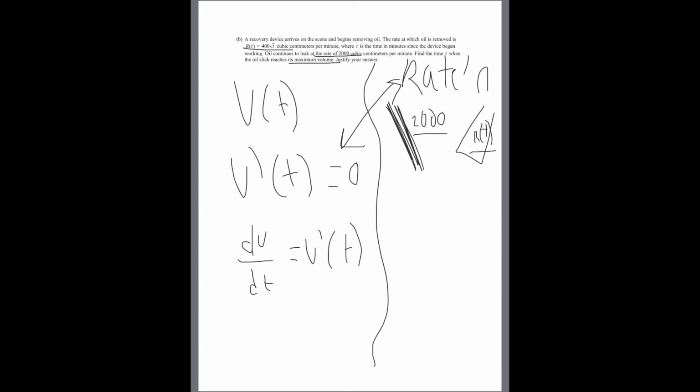Or rate doesn't match with V of t, it matches with V prime of t. Right? Does that make sense, Julia? Say that part again. The rate in and the rate out are, for example, in centimeters cubed per minute.